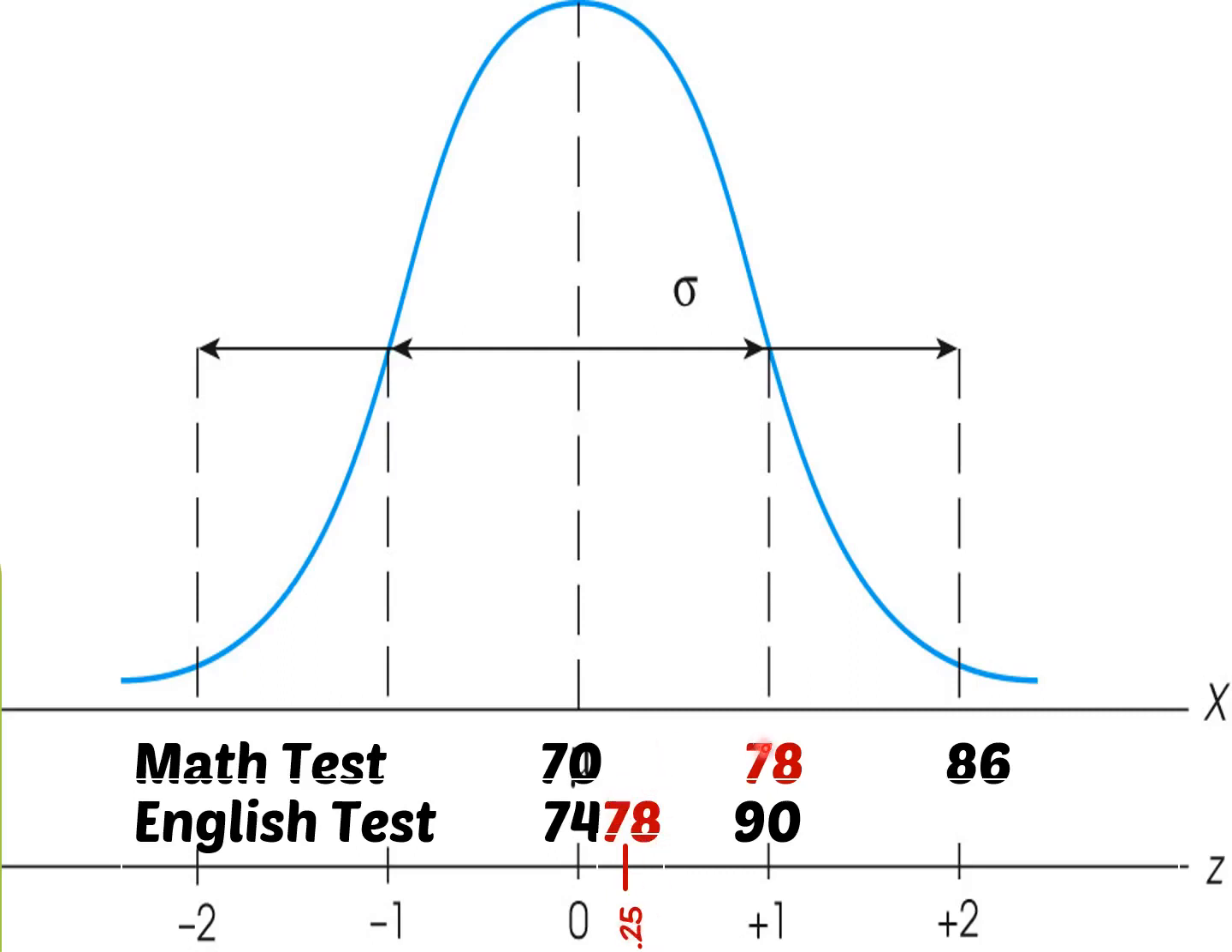You will notice here that if the z value is positive, the farther you are from the mean, the higher your standing. But if you have a negative z value on the left, the farther you are from the mean, the lower your score. So again, the raw score 78 has a higher standing in math than in English. Is that clear? Okay.